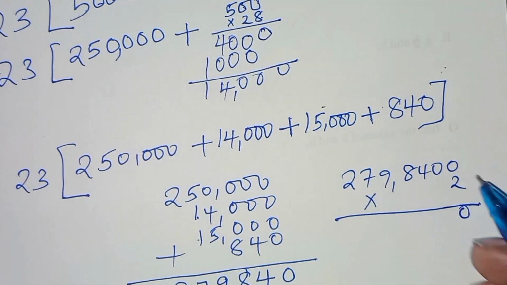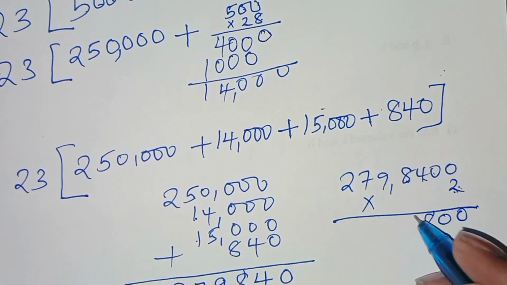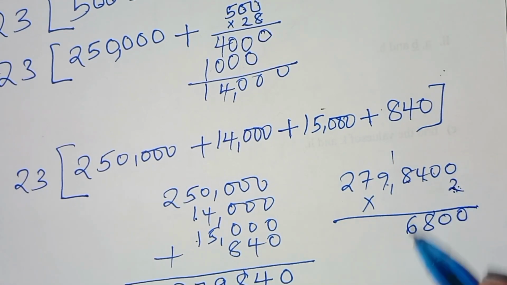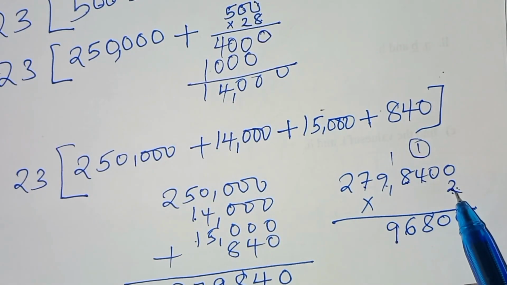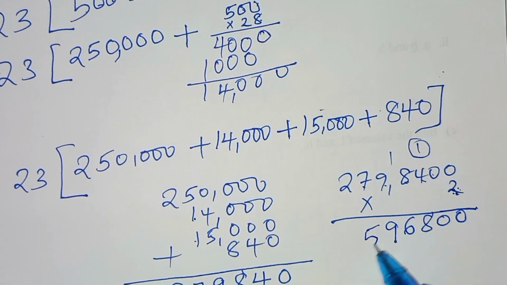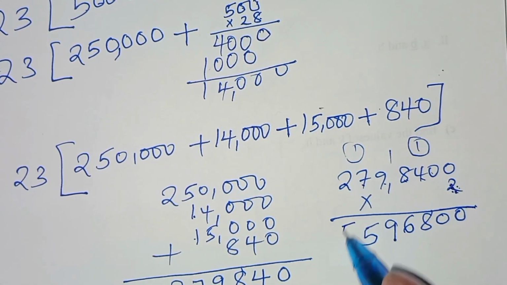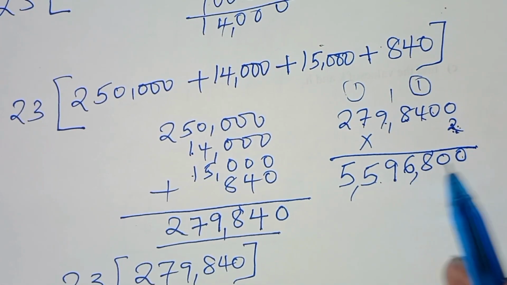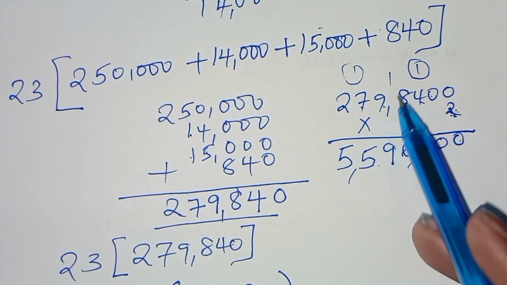So here we have 0, 0 times 2, this is 0, 8 times 2, this is 8, 4 times 2, this is 8, then 8 times 2, this is 16, carry 1. Then we have 9 times 2, which is 18, plus 1, this is 19, carry 1 again, 7 times 2, this is 14, plus 1, this is 15, carry 1, and then 2 times 2, this is 4, 4 plus 1, 5. So here we have 5,596,800. Now, this is 20 times 279,840.